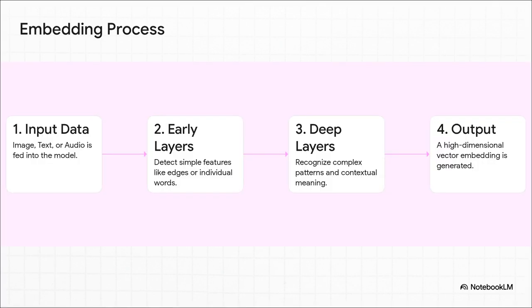The way it works is in layers. So when you feed some data into the model, the first couple of layers spot the really simple stuff, like edges and colors in a photo or individual words in a sentence. But as that data travels deeper into the network, the model starts to recognize much more complex patterns, like entire objects or the contextual meaning of a whole paragraph. And then, pop, out the other side comes our rich, super meaningful vector.